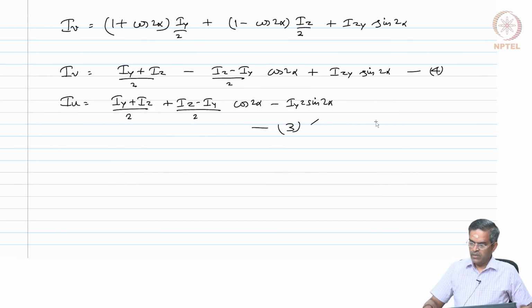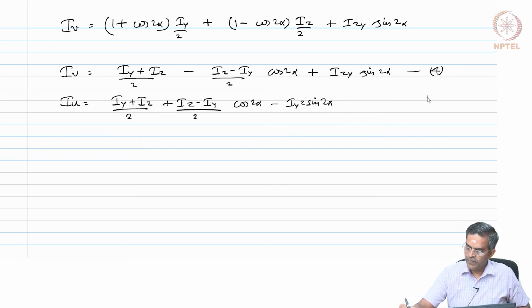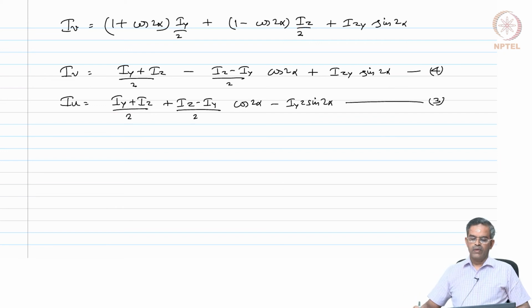Okay, this is the equation, I am writing it here. I will rub this and put it here. So, Iu is (Iy plus Iz)/2, plus (Iz minus Iy)/2 cos 2 alpha minus Iyz sin 2 alpha, whereas Iv is (Iy plus Iz)/2 minus (Iz minus Iy)/2 cos 2 alpha plus Iyz sin 2 alpha.